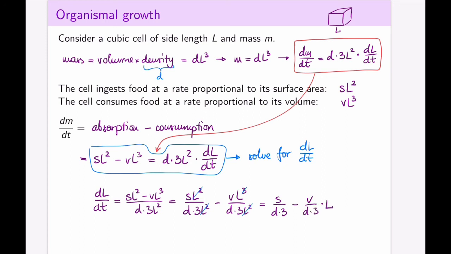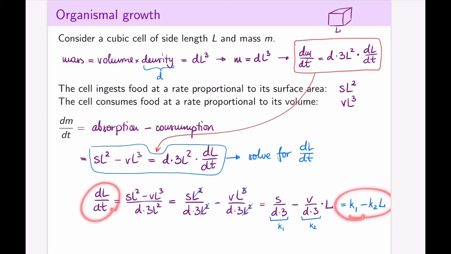Now, these constants are really bulky. So let me call this one K1, and let me call this one K2, because these are just constants. This was the constant for the ingestion of the food, and this was the density. The V was the constant for the consumption of the food, and once again, the density. So altogether, what I have now is a differential equation that looks like this: some constant K1 minus some constant K2 times L. So my dl by dt is equal to this expression, K1 minus K2 times L.